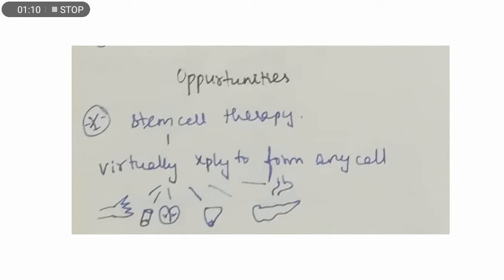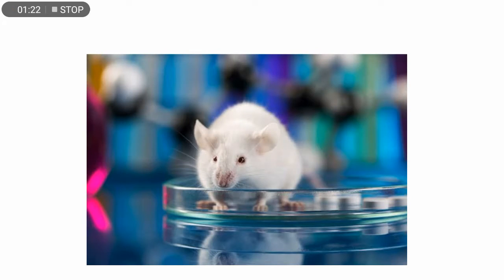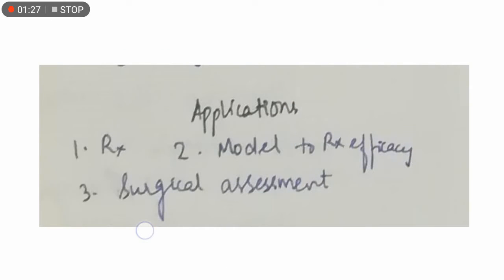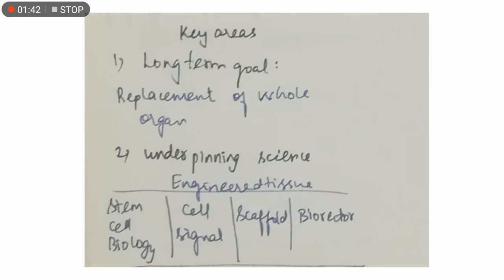Stem cells are cells which can virtually multiply to form any cell in the human body. It can be a skin, a blood vessel, a heart, a bladder, pancreas, GIT, anything, which means these are basically the new alternatives to lab rats, right? Yeah, true. Applications include we can test any sort of treatment by using these as the model. We can also use these for treatment, for example, liver transplantation, or we can do surgical assessment using these models as well. The long-term goal of the tissue engineering process is to replace the entire organ of the human being.